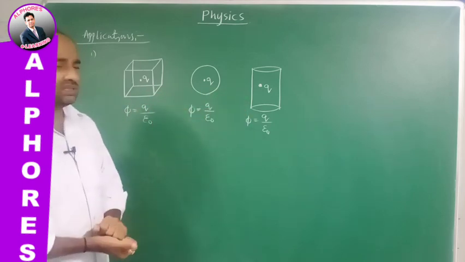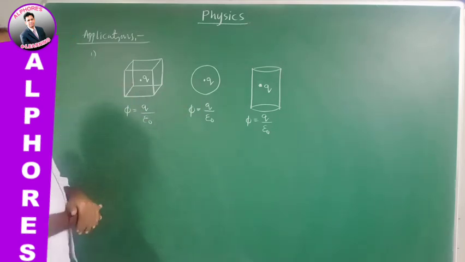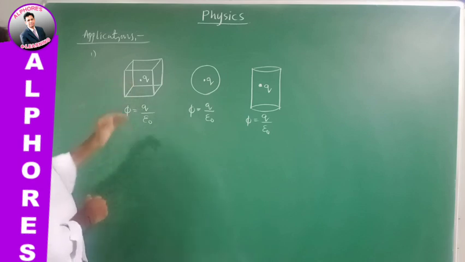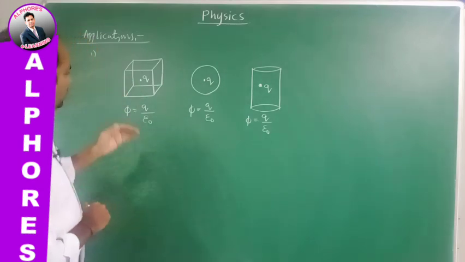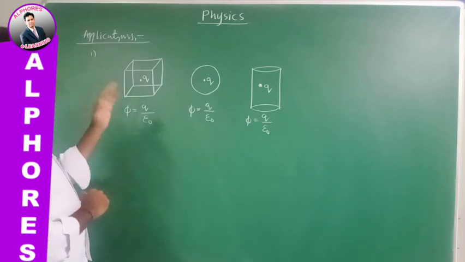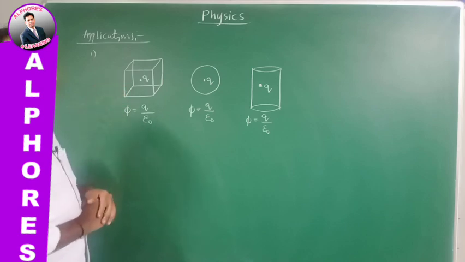Okay, so this is about the electric flux. Already we completed that the flux passing through a single face of the cube is q by 6 epsilon naught. Two faces of the cube is 2q by 6 epsilon naught, which is q by 3 epsilon naught, like that.